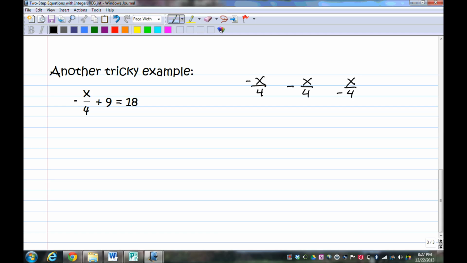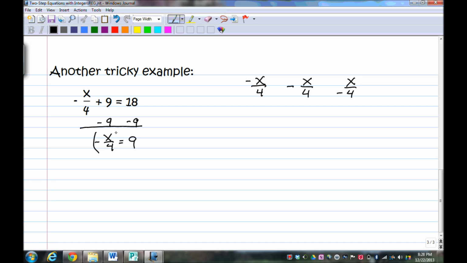So when you see that, and you get rid of that 4, you want to make sure to include the negative with it. Otherwise, you're going to have a negative x left over. But let's start first by getting rid of the constant, that 9. I'm going to subtract 9, or do a negative 9 on both sides. And now what I have left here is a negative x over 4 is equal to 9.